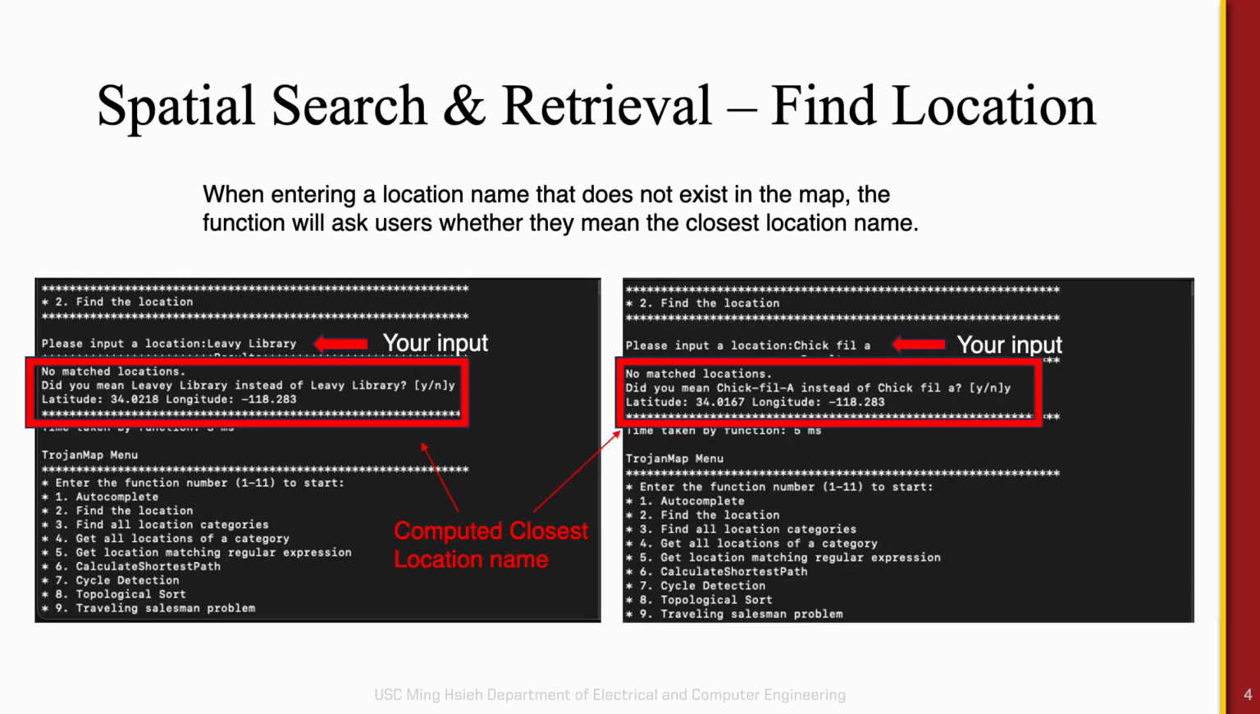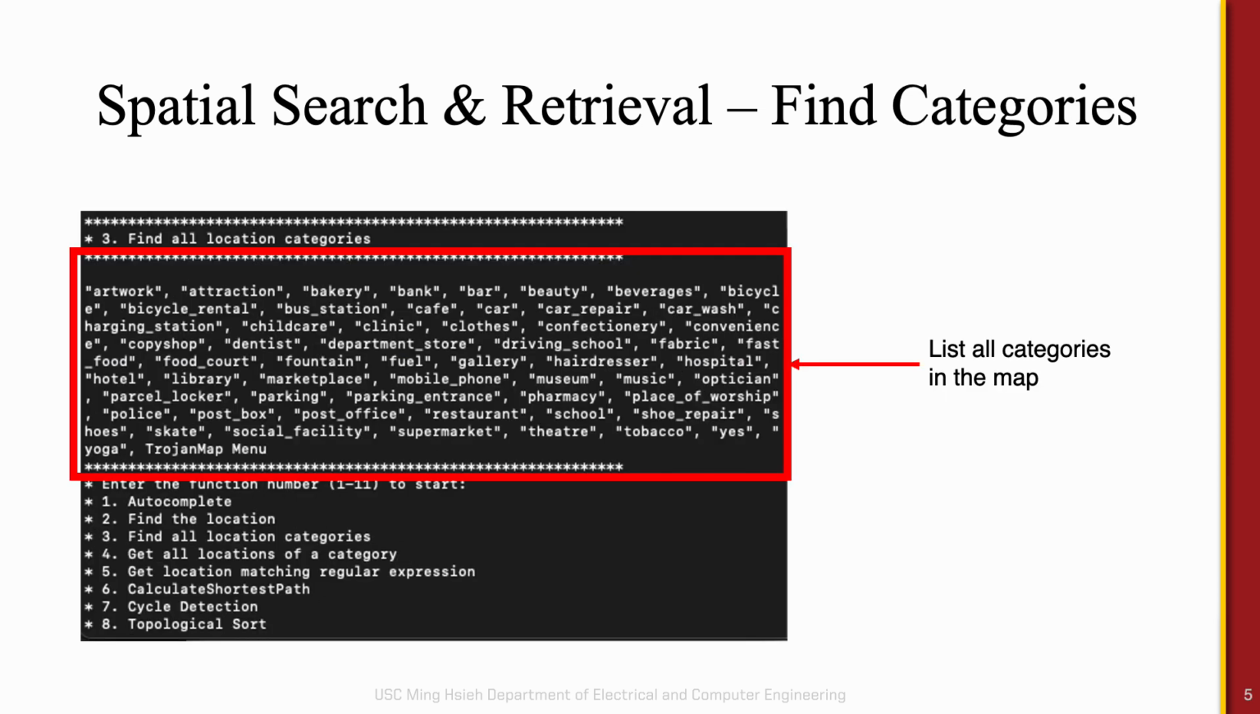Users can also search for specific locations, and if the input does not match exactly, the system will suggest the closest alternatives. For example, if you make a typo in Libby Library, the system will ask you, did you mean the correct Libby Library? In addition, users can browse all of the available location categories and retrieve all locations within a chosen category, such as cafes, libraries, or bakeries.